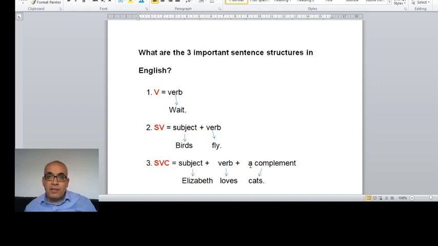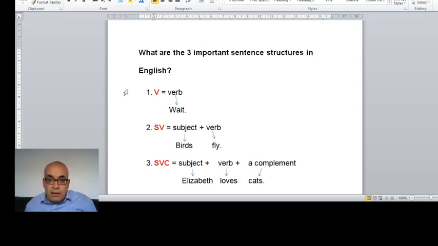Now I don't say an object, because all the grammar books would say an object. In the old grammar books they say an object. I say a complement. Why? Because anything which completes a sentence is a complement. So what is a complement? Anything which completes a sentence. Sometimes it's an object, sometimes there is no object. If you look here, wait is a sentence, there is no object. Birds fly, it's a sentence, and there is no object. And we have hundreds and hundreds of sentences, and they don't have an object. So it's not okay to say subject, verb, object. You have to say subject, verb, complement, SVC.